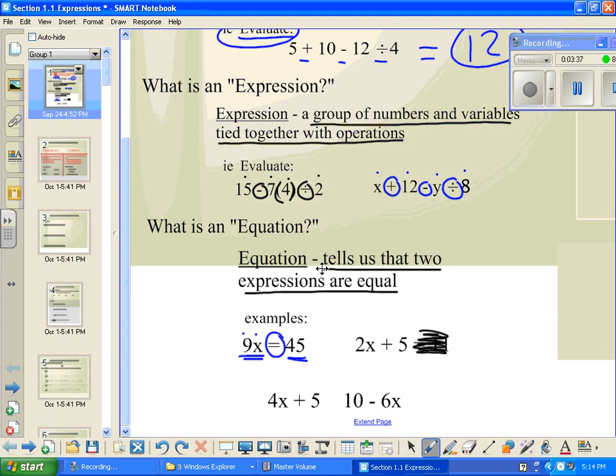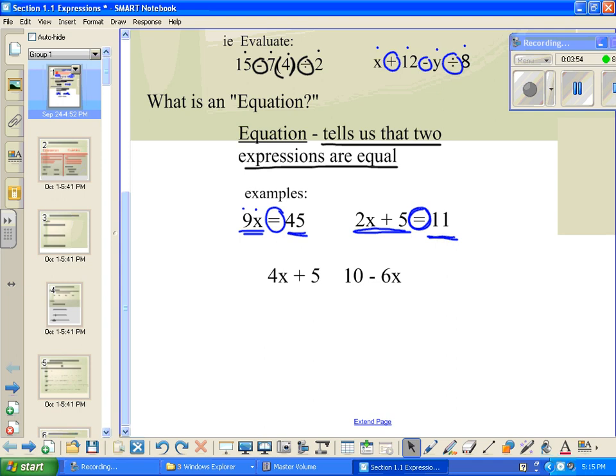But if I look at this first part, 2x plus 5, that's just an expression. Expression sitting there by itself. But an equation says that two expressions are equal. So it says 2x plus 5 is equal to 11. So these are two expressions here. They're tied together by that equal sign.